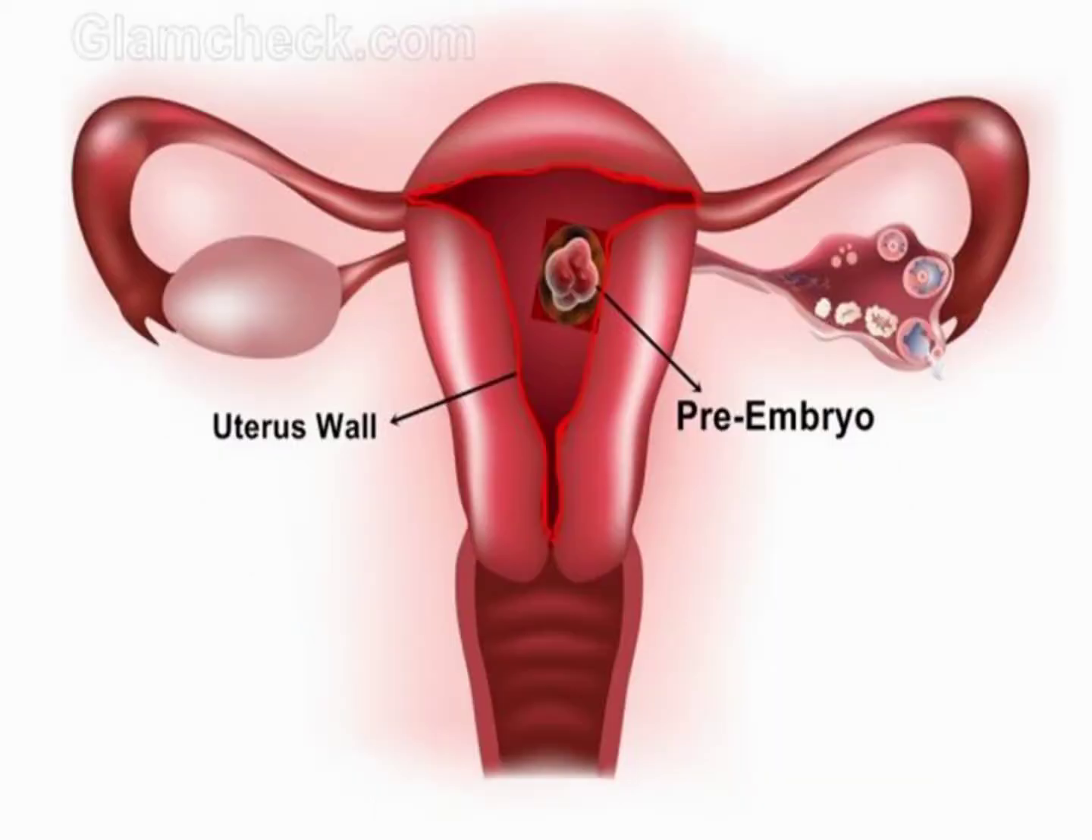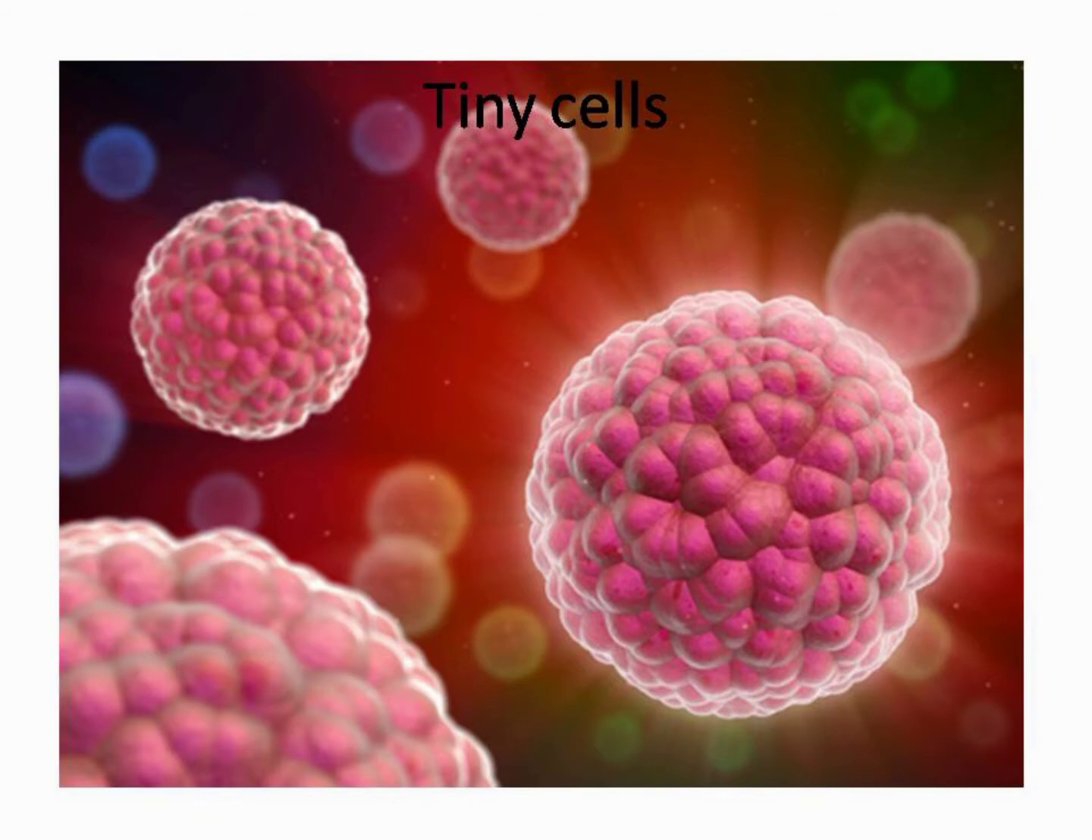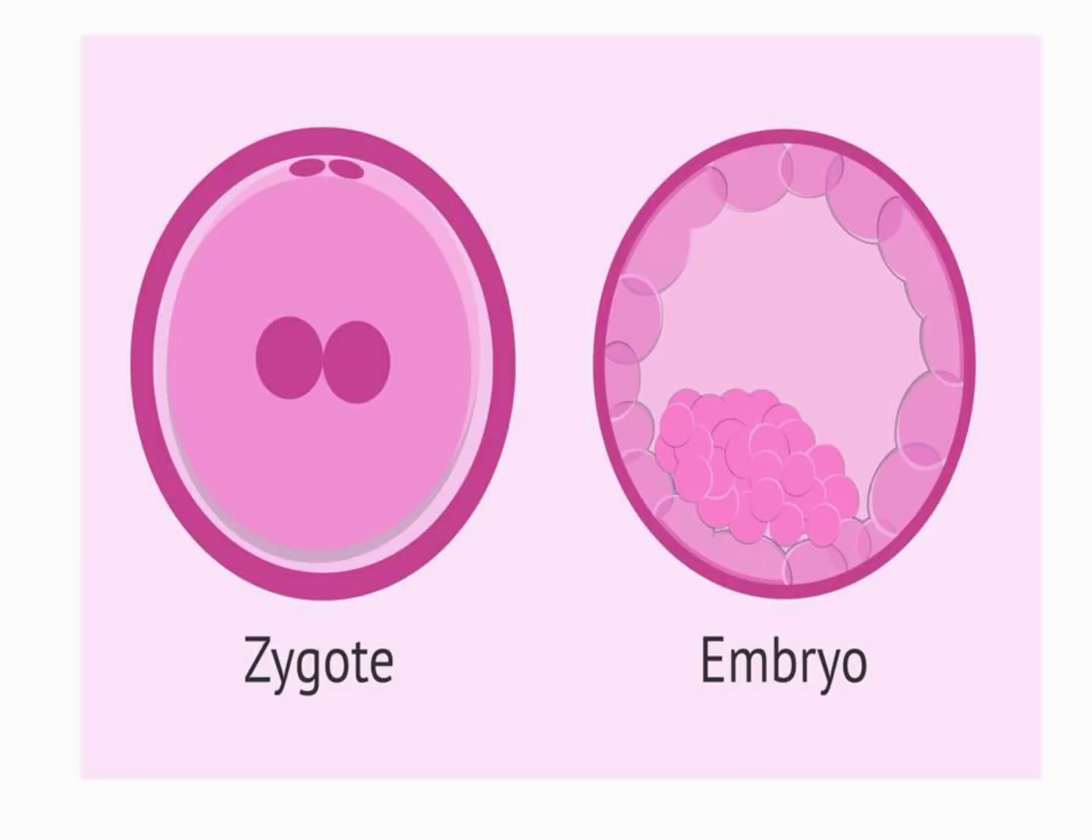Embryo sinks into the uterus wall. The sizes remain the same. There are no changes in their growth. However, it is now made up of many tiny cells rather than one big cell. These little cells were made as the zygote divided over and over again.